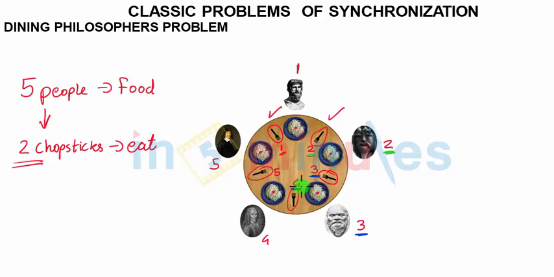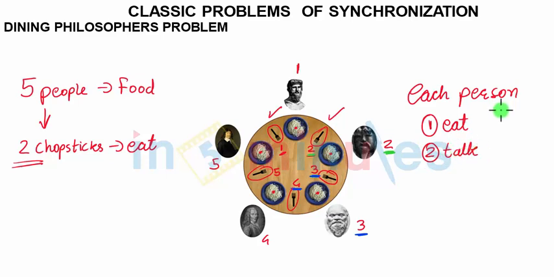Now, the simple question would remain: how is this going to be possible? This is going to be possible, and this is a synchronization issue, on the basis of one simple fact. That is, each person is not going to eat at the same time. They would work in 2 modes. Number 1, they would either eat. Number 2, they will either talk. So it remains an or scenario. Either they will eat or they will talk.